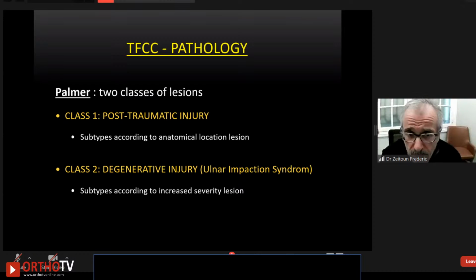We use the Palmer classification with two classes. Class 1 lesion corresponds to traumatic lesion, for which the four-stage classification has been refined by ATZEI, depending on the anatomical site of the lesion, and class 2 lesion corresponds to degenerative lesion, also called ulnar impaction syndrome, with 5 stages of increasing severity.